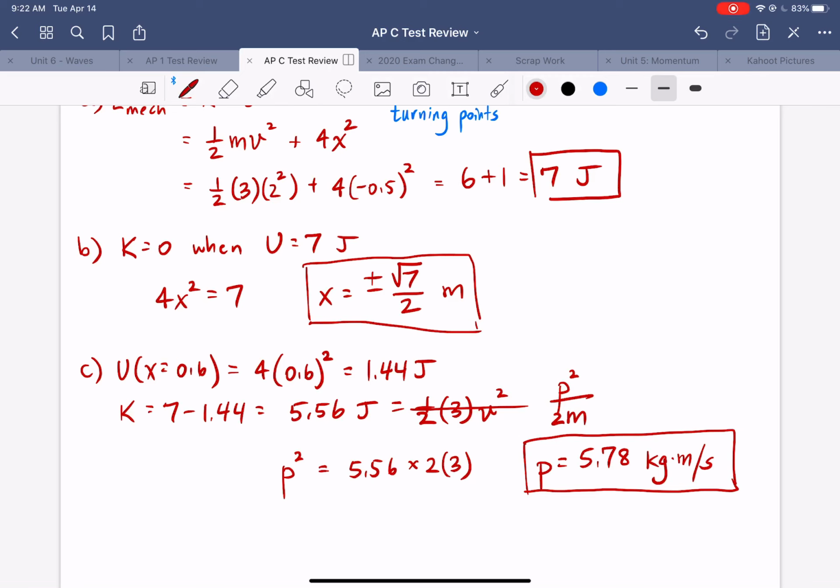Make sure you always include the units on all of these answers, by the way. One of the points on this problem actually comes from just having correct units on all parts of the problem.